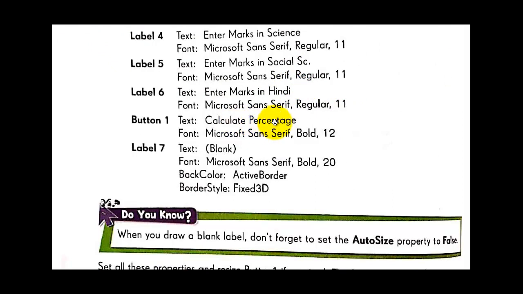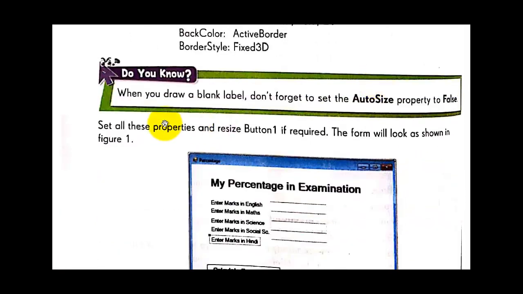Then Calculate Percentage, Sans Serif, bold, we make it bold again. Then we make the font size 12. Now label 7, text blank. We make the text blank. Microsoft Sans Serif, bold 20, border style fixed 3D. Now why we make this label 7 blank, we will know afterward. When you make a blank label, don't forget to set the AutoSize property to false.